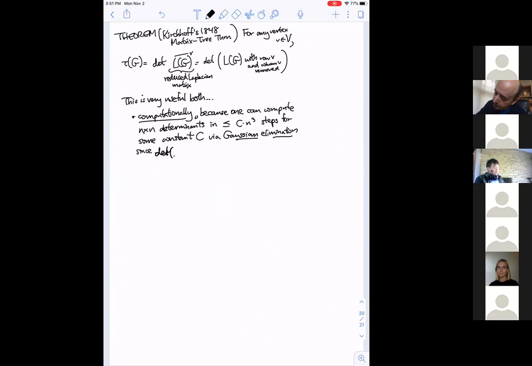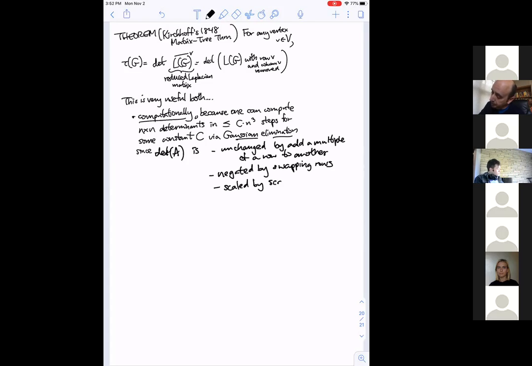Since the determinant of A is unchanged by adding a multiple of a row to another, negated by swapping rows, and scaled by scaling a row, you just track all those changes as you take A to the identity, and you get a determinant algorithm. It's fast. It's less than or equal to C times n cubed steps.